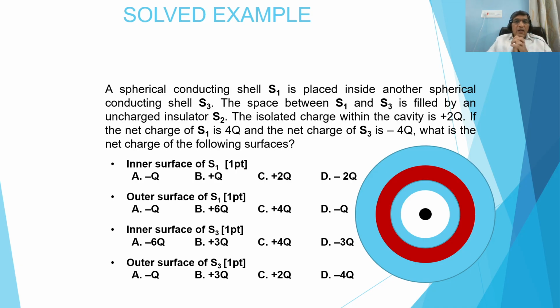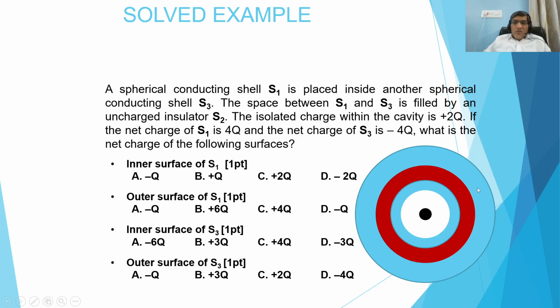So again, this is the last solved example of our today's lecture, which is very important. A spherical conducting shell S1 is placed inside another spherical conducting shell S3. The space between S1 and S3 is filled by the uncharged insulator S2. That is, this is the insulator. As you see the cursor of my laptop, this red part is the insulator, and this blue part is the conducting shell. That is, it is a conductor, and again this blue circle is a conductor.